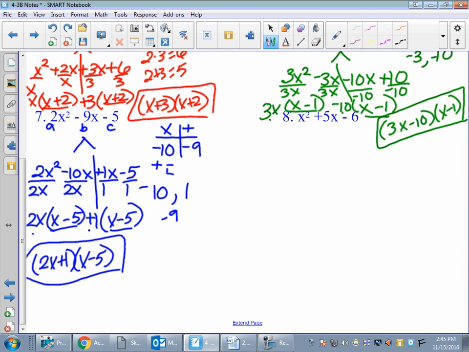This is what I like about this system. There's a lot of work, but it takes the thinking out of it. Guess and check and revise is good sometimes, but you got to do a lot more thinking. All right, last one, then we're going to take a break here.